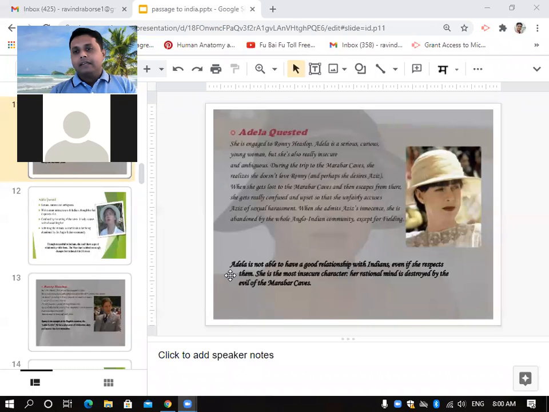So Adela comes with Mrs. Moore to India for the same reason. She wanted to meet her would-be husband Ronnie, and she also wanted to see India and Indian people. But in the beginning, Adela has negativity regarding Indian people. And Adela and Mrs. Moore, as we discussed, became good friends of Dr. Aziz. And Dr. Aziz takes both ladies to the Malabar Caves, Malabar Hill. And there is a misunderstanding between Adela and Dr. Aziz, and Adela wrongly accuses Dr. Aziz of attempting to rape her. Later on, we will see in the story.